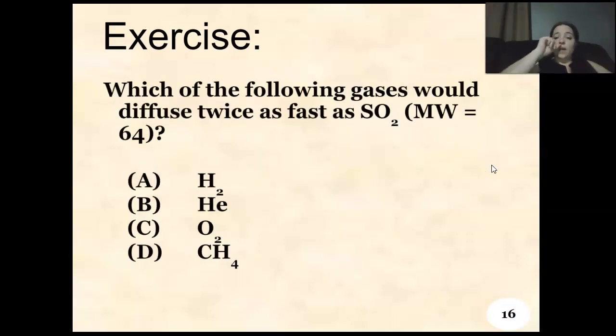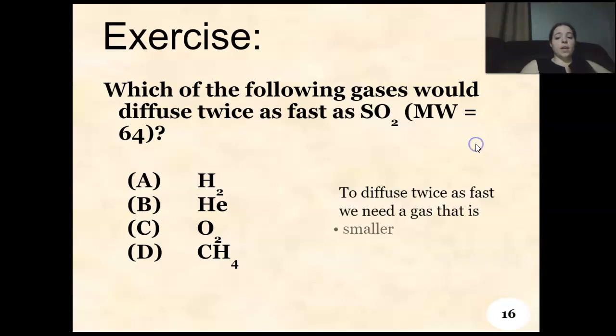All right, which one of the following gases would diffuse twice as fast as sulfur dioxide? So to diffuse twice as fast, we need a gas that is smaller. Okay, so let's see. Are all these smaller than 64? We've got 2, 4, 32, and 16. Yes.